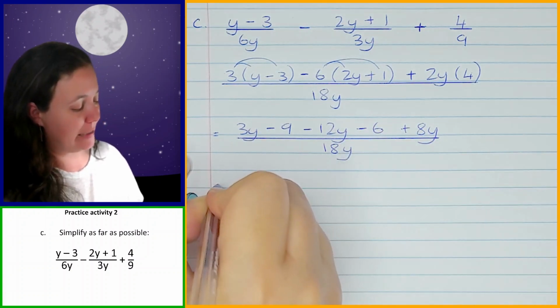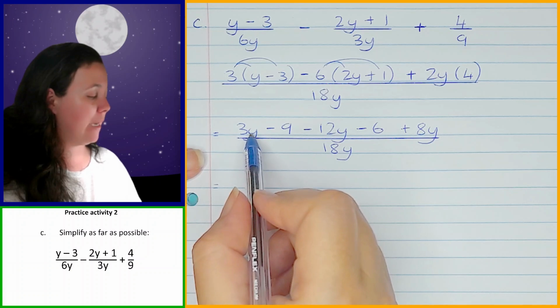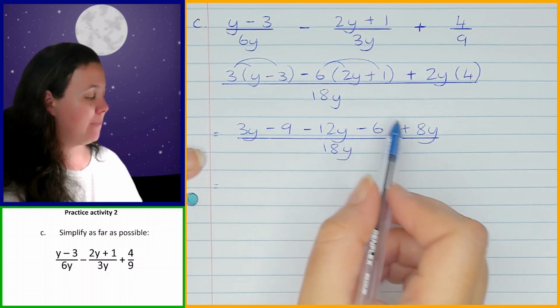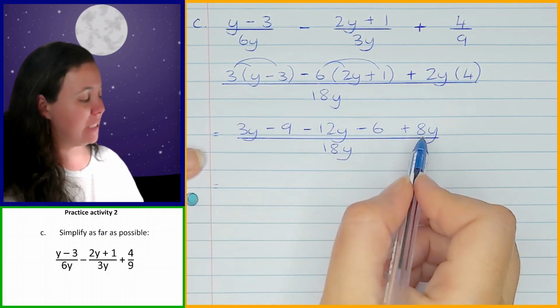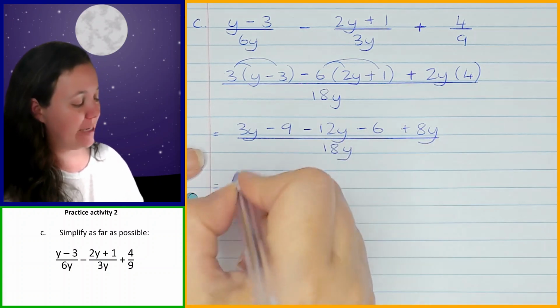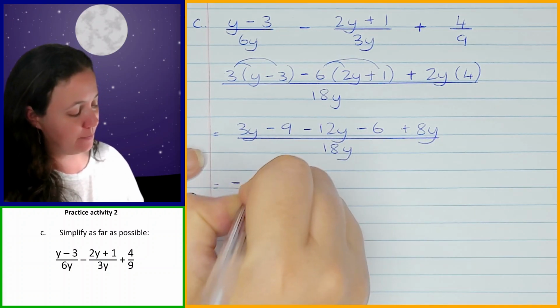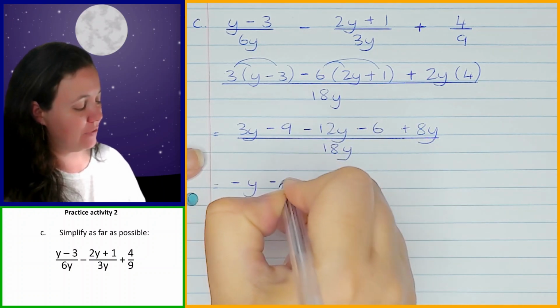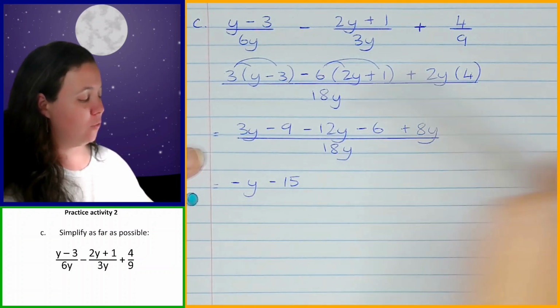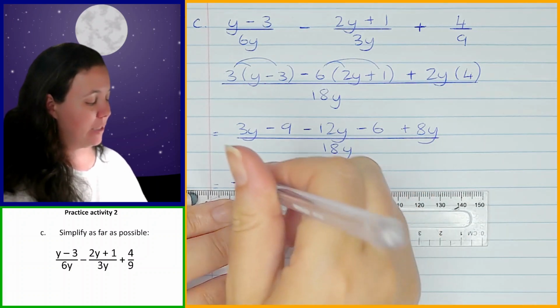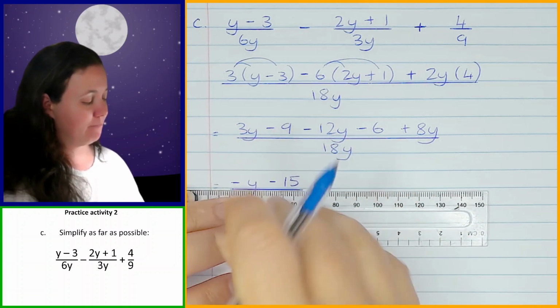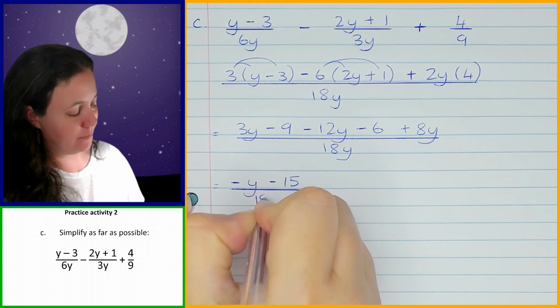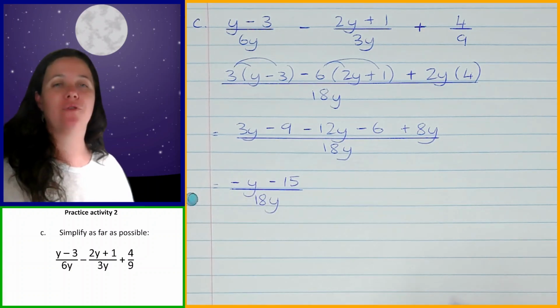Now we can go and combine our like terms. So we've got 3y minus 12y plus 8y. 3y plus 8y is 11y minus 12y is negative y. And then negative 9 minus 6 is negative 15. And that all goes over 18y. And that's what you should have got for question C.